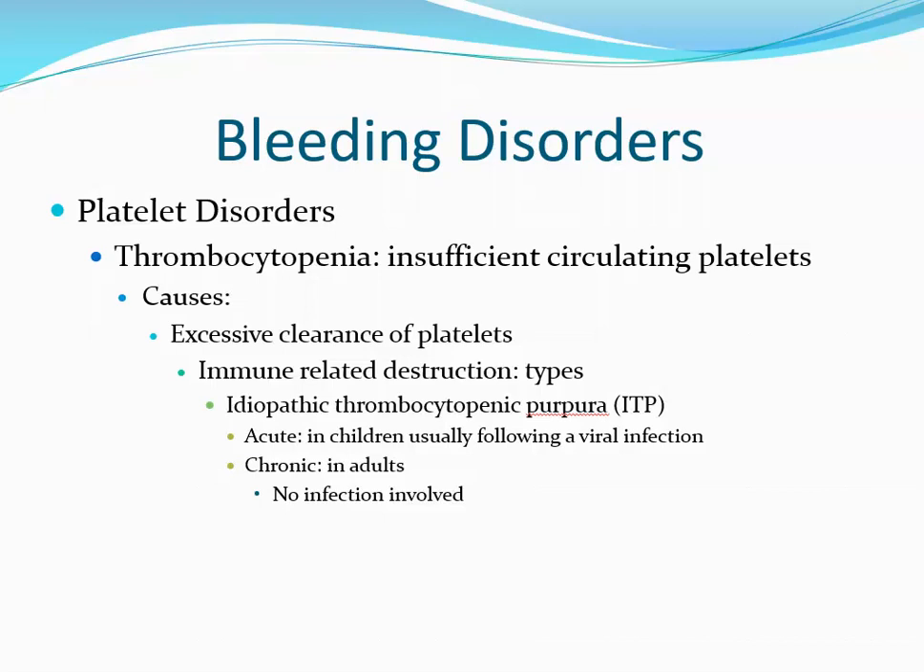There are two types of ITP. Acute ITP is common in children, usually following a viral infection. Most cases of acute ITP usually resolve themselves in a few weeks to several months with little consequence. The chronic form of ITP is more common in adults, especially women. Here, there is no prior infection involved, but it may occur along with lymphomas or associated with lupus.